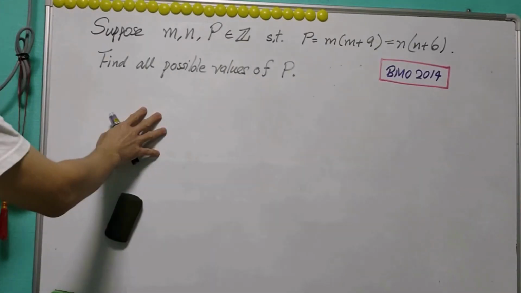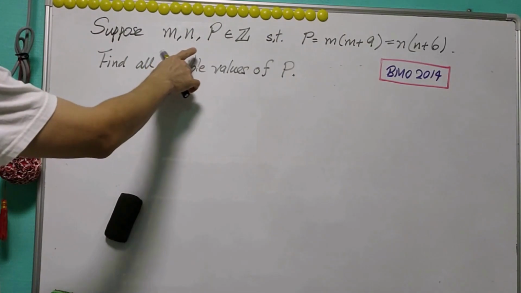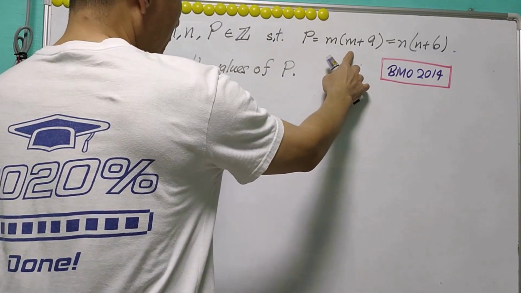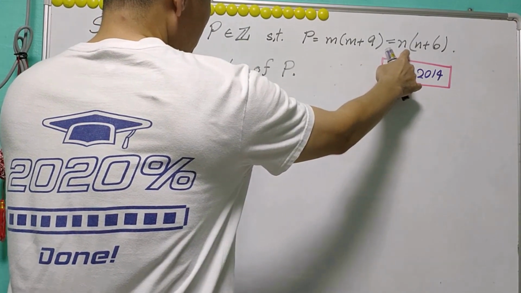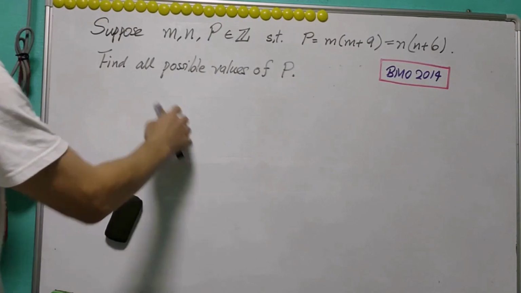This is a theory question from the British Math Olympiad 2014. Suppose m and n are integers such that p equals m squared plus 9m equals n squared plus 6n. We are asked to find all possible values of p.